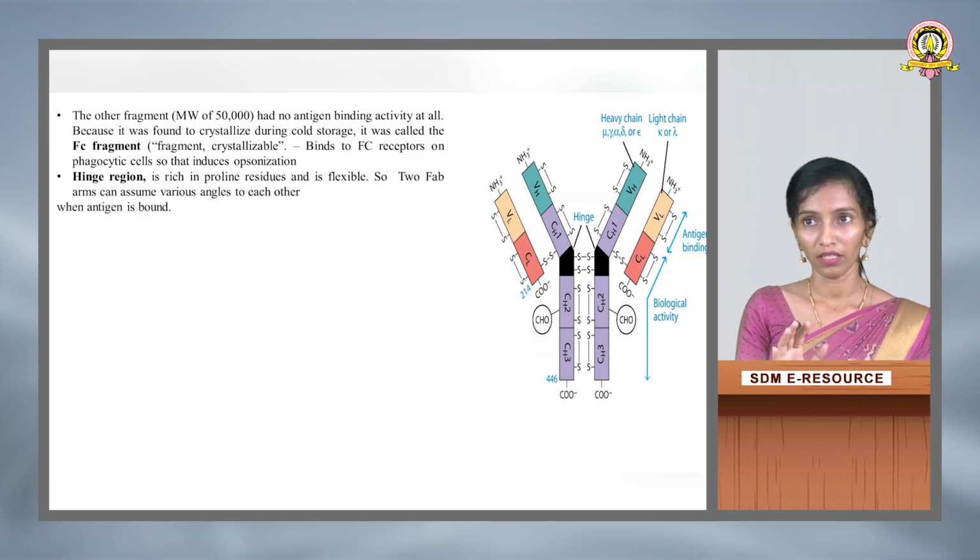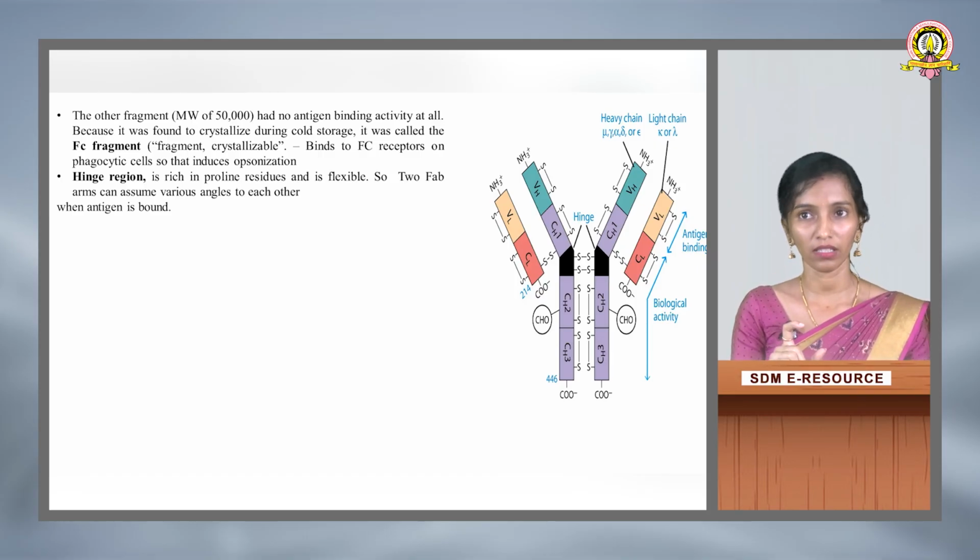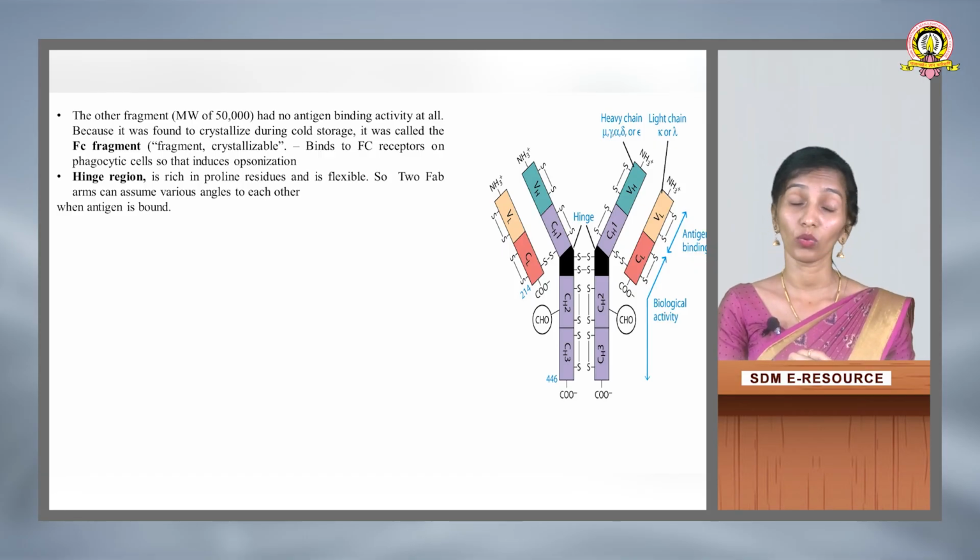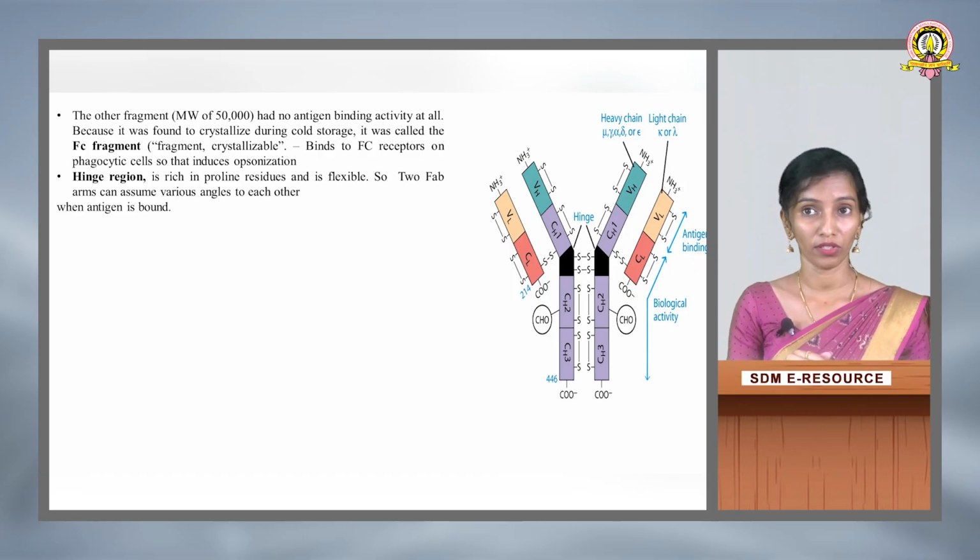The other fragment had no antigen binding activity at all, because it was found to crystallize during cold storage. It was called the Fc fragment, the fragment crystallizable region. The function of this fragment is to bind to the Fc receptors on the phagocytic cell so that they will induce opsonization.